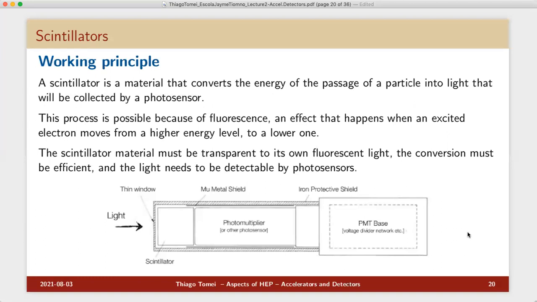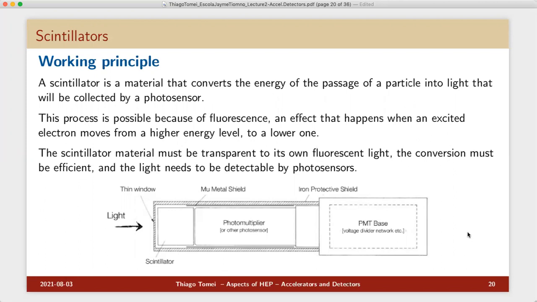Let's start with something called scintillators. Scintillators are materials that, through whatever interaction, a particle deposits its energy in it, and it converts it into light, into, in the end, a bunch of photons.